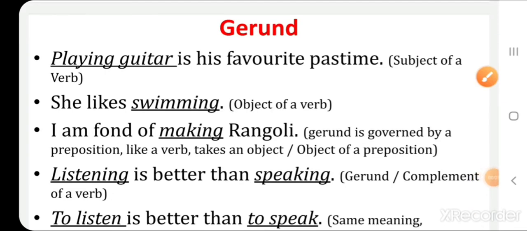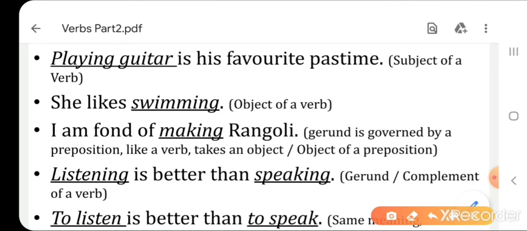Now let's learn gerund. Gerund is in most cases, as we have learnt already, used the same as infinitive without changing the meaning of a sentence. Only the difference is we use ing after verb, and in infinitive we use to before verb.